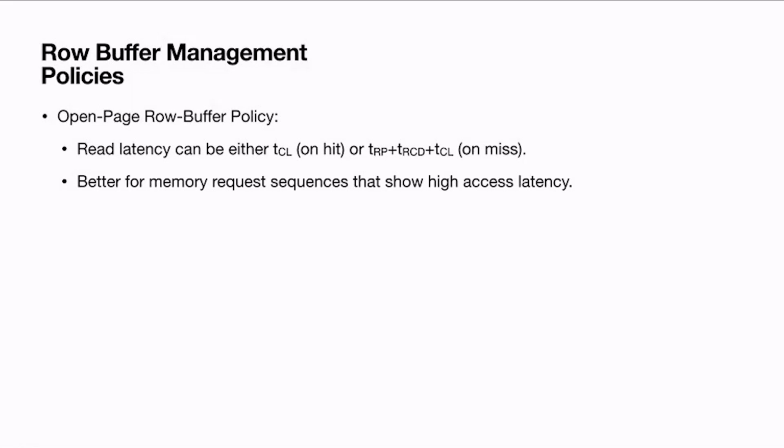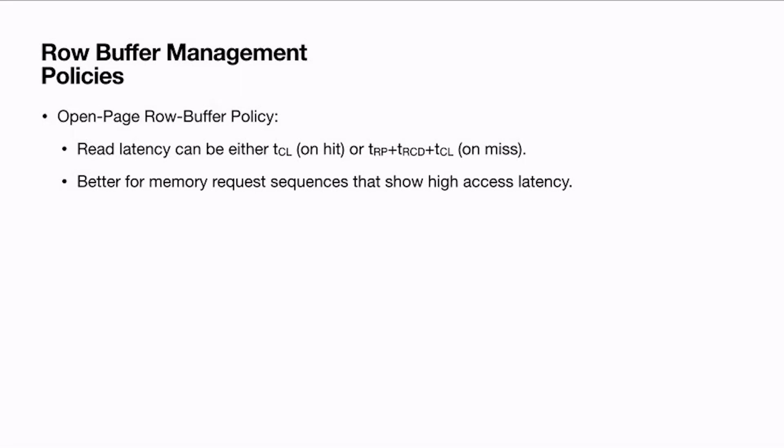The advantage is if your application exhibits row buffer locality, that means you keep on reading from consecutive locations in the same row, then you incur only TCL amount of latency. Because if there is a hit in the row buffer, you don't have to perform row precharge, RCD latency and so on. You have only TCL latency.